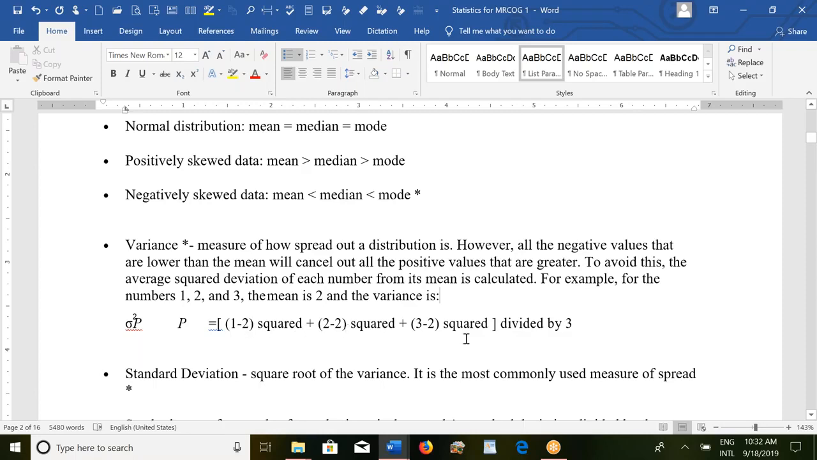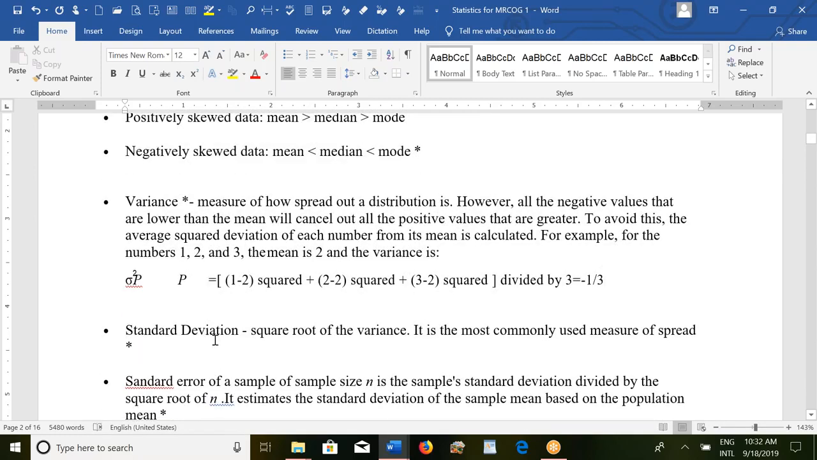-2, 0, and here 1. So the variance will be -1 divided by 3. So that is the variance. Whatever value will come, it will be less than 0.33. Okay, so that will be the variance.